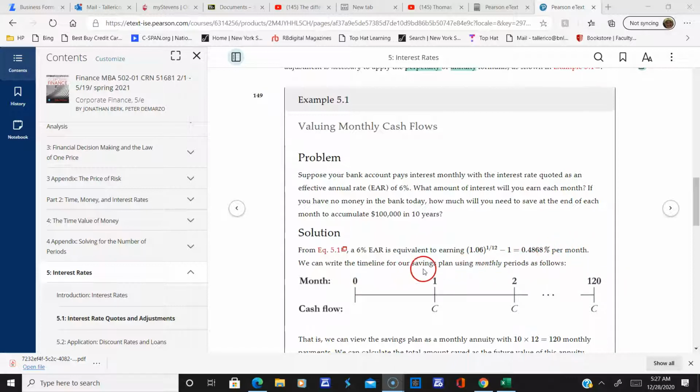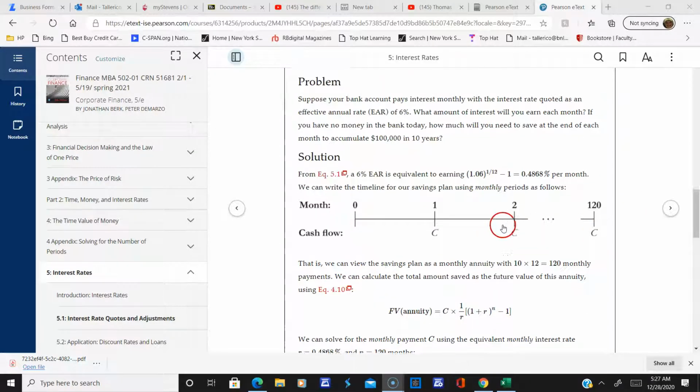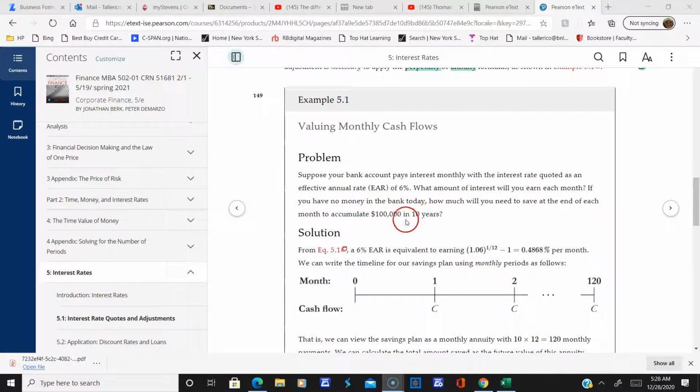So we can write the timeline right here this way, and here's our cash flows, right? And why do they have 120? Because it says 10 years times 12 months is 120 payments. So you're going to save at the end of each month.